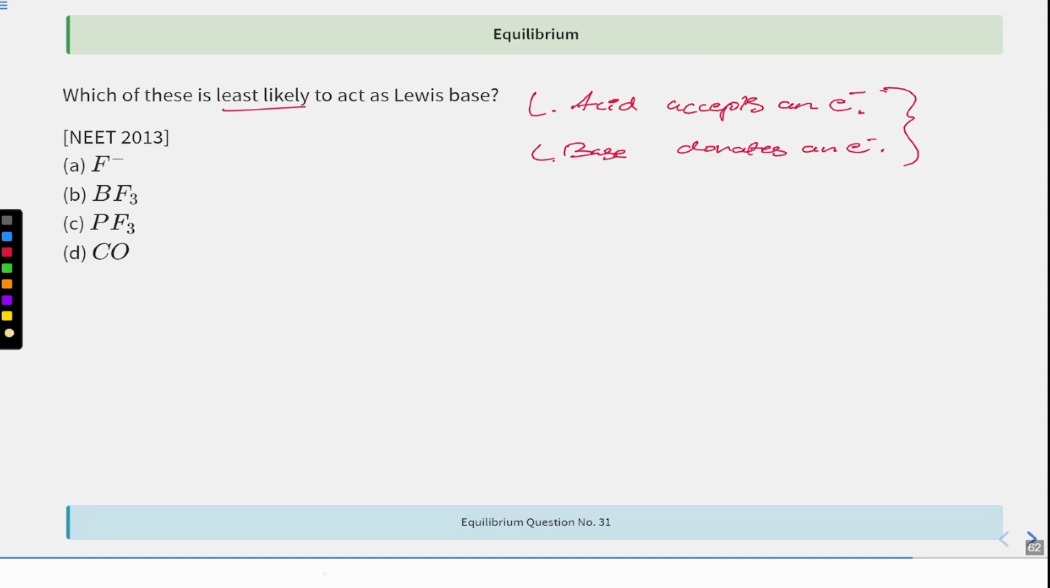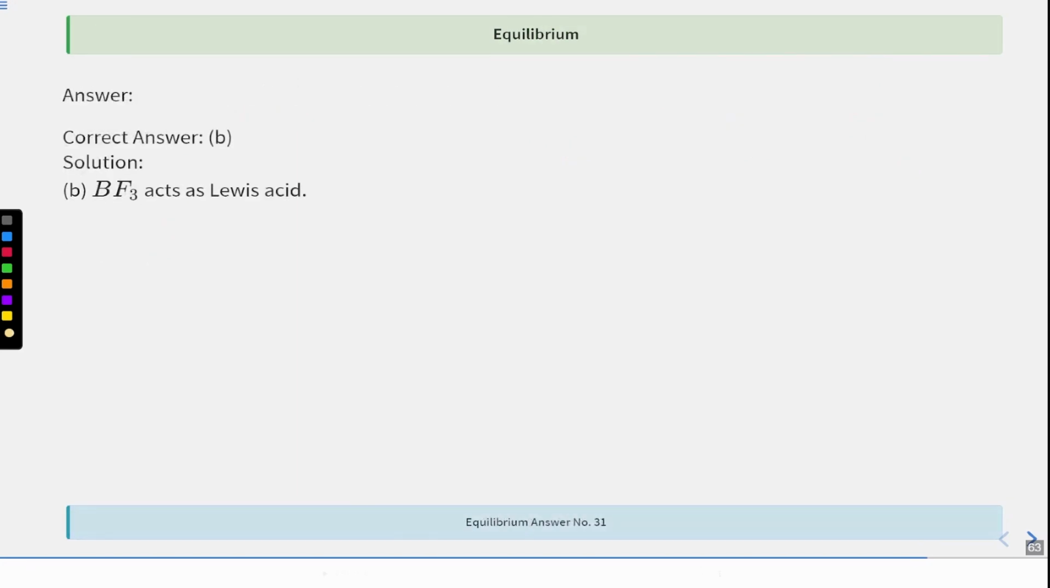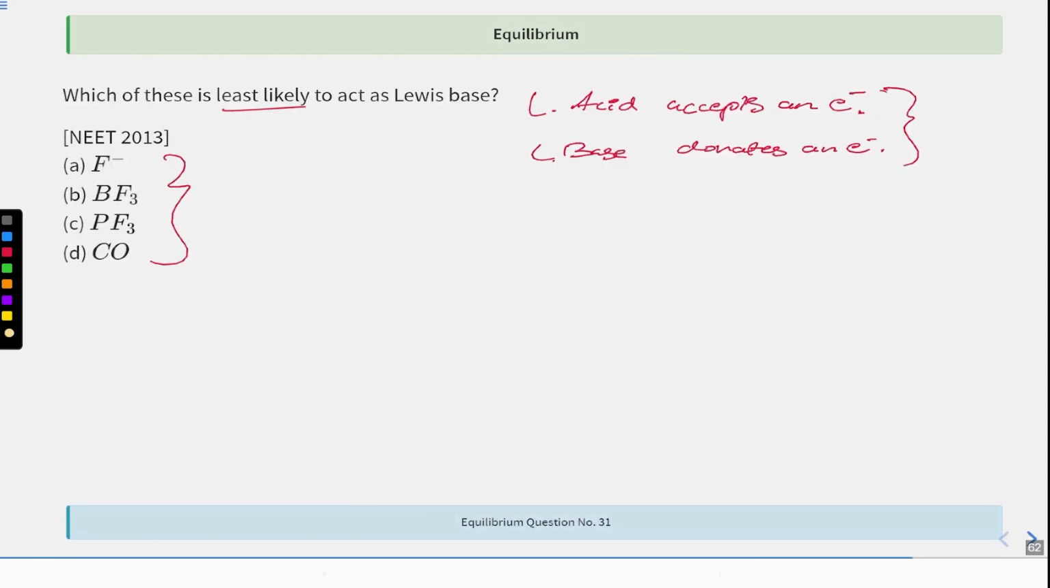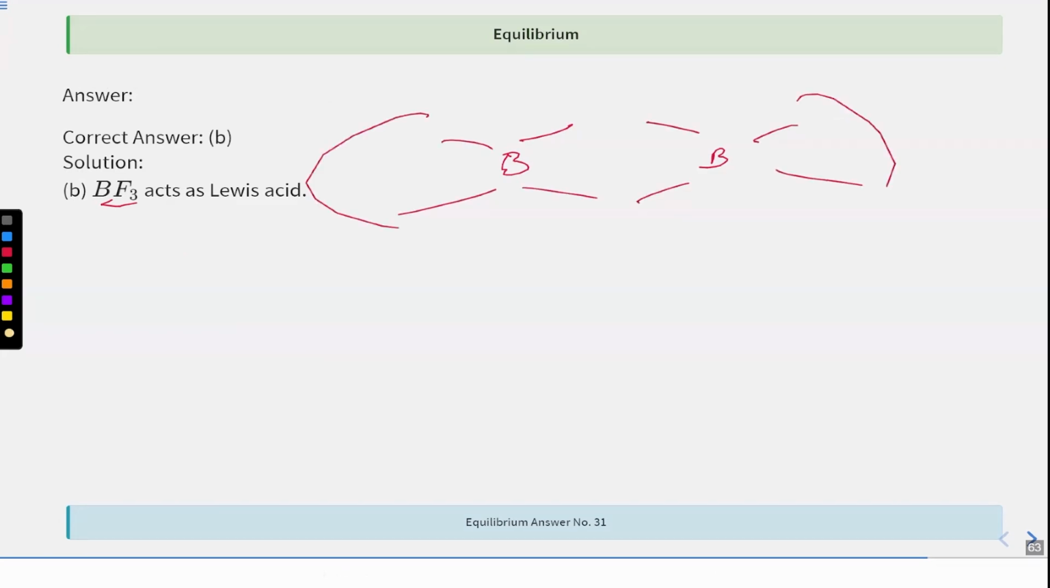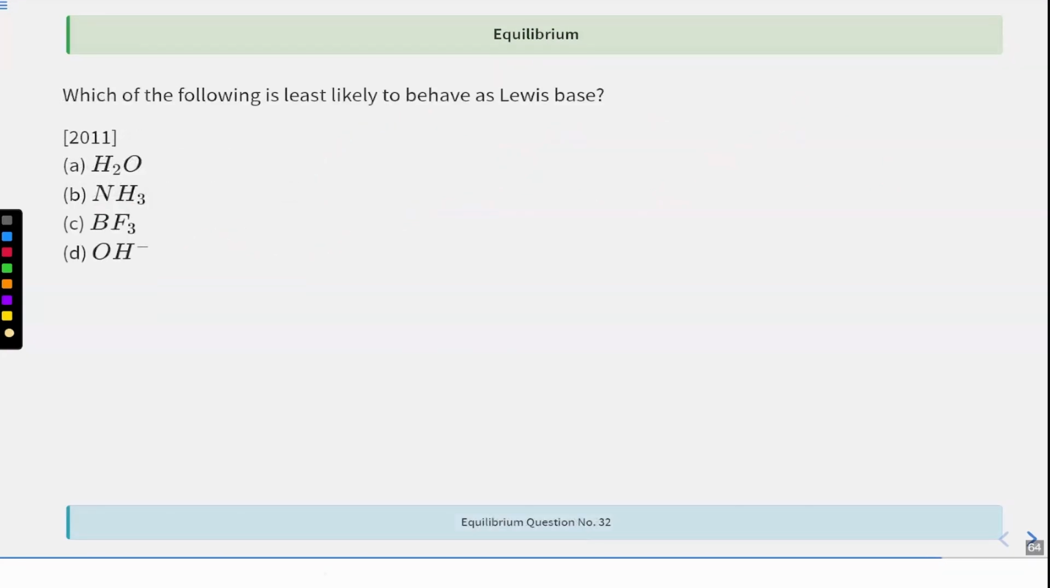Now, which of these is least likely to act as a Lewis base? Which of these will least likely donate an electron pair is what it basically is. We know that BF3 will act as a Lewis acid and is very unlikely to act as a Lewis base, because we know that BF3 forms 3 center 2 electron bonds, similar to BH3. So there is no way that it can donate.